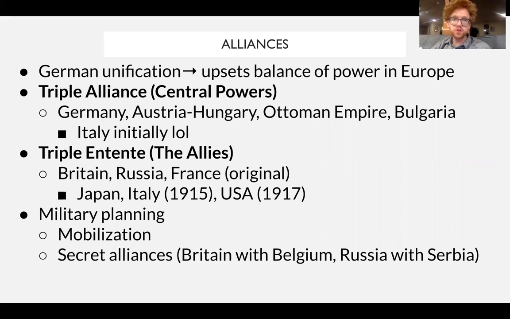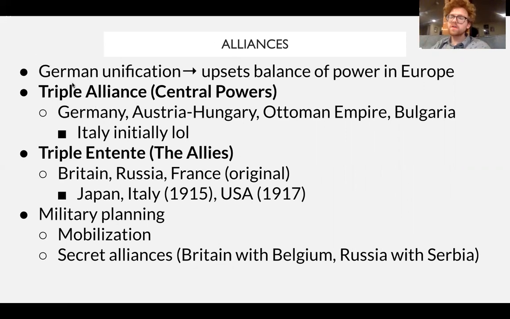We have Italy and Germany. Remember, no one in Europe wanted these countries to exist. They were scared that two new countries would upset the balance of power, especially if the Germans unified.